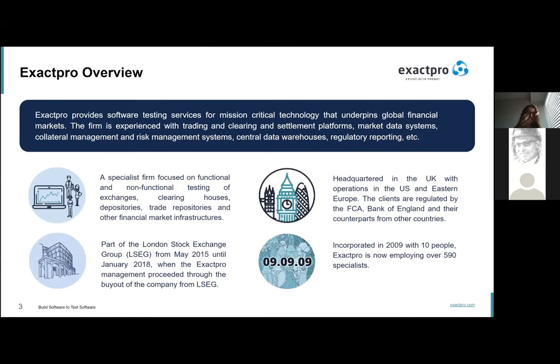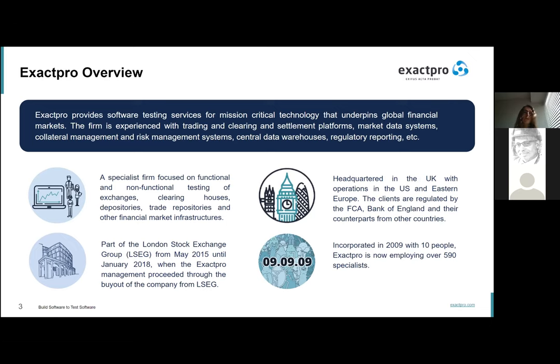Just maybe a couple of words about the company itself. So ExactPro provides quality assurance services for exchanges, clearinghouses, investment banks, brokers, and some other financial institutions, performing both functional and non-functional testing. And we've been a part of the London Stock Exchange Group between 2015 and 2018. In January 2018, ExactPro completed a management buyout from LSEG. We are headquartered in London.